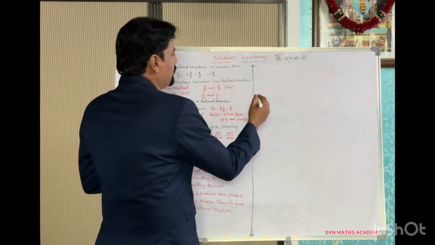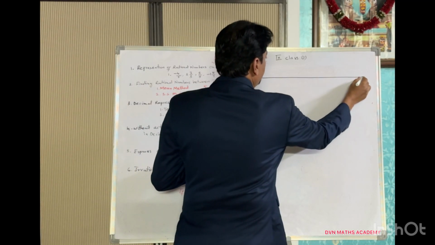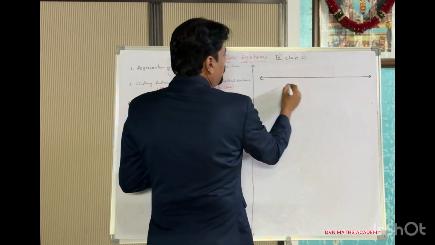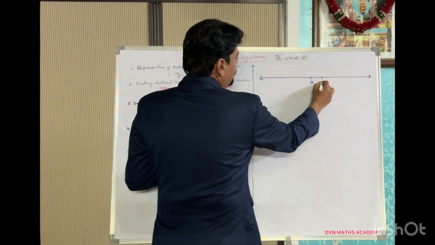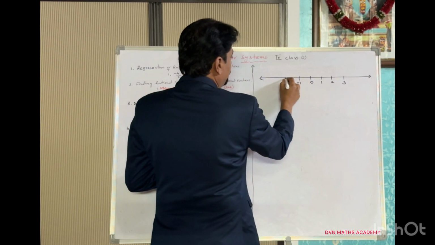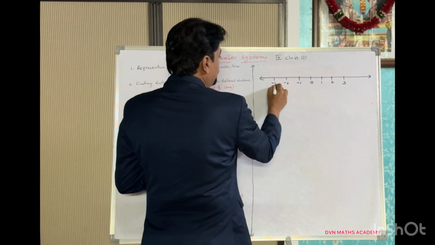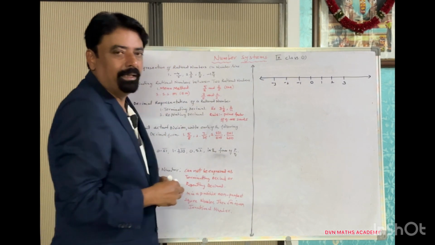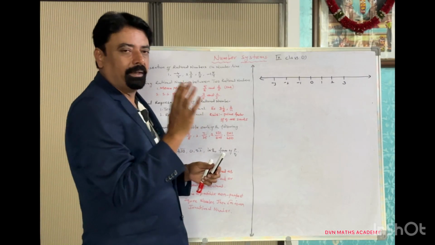Everybody knows this is my number line, for example. This is 0 and this is 1, this is 2, this is 3, and this is minus 1, this is minus 2, this is minus 3. So we can call this a common number line.